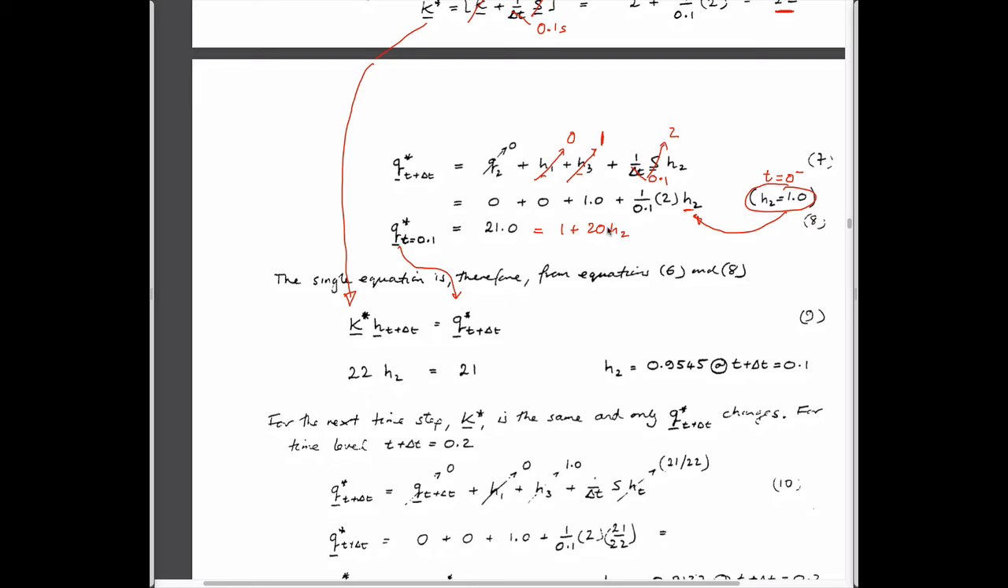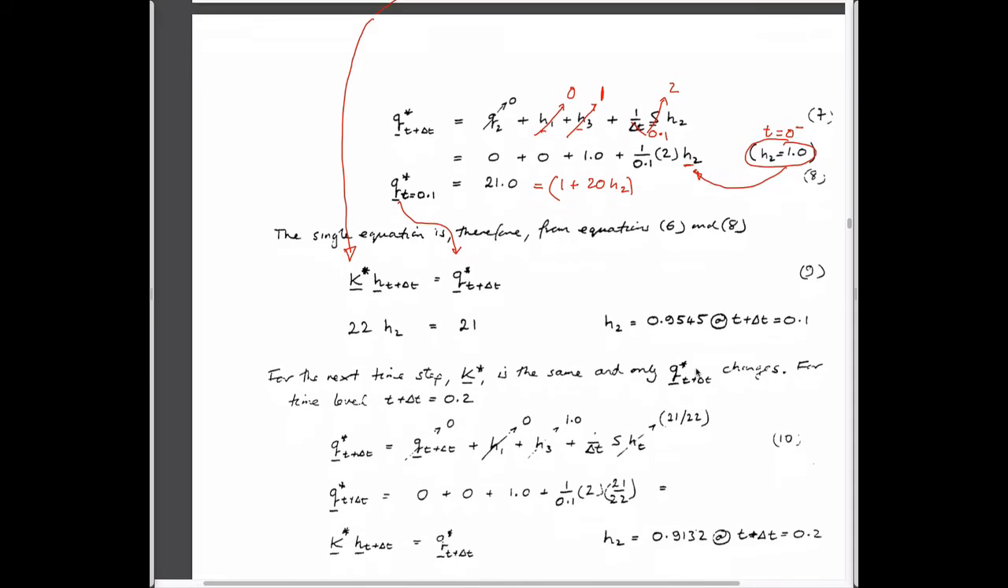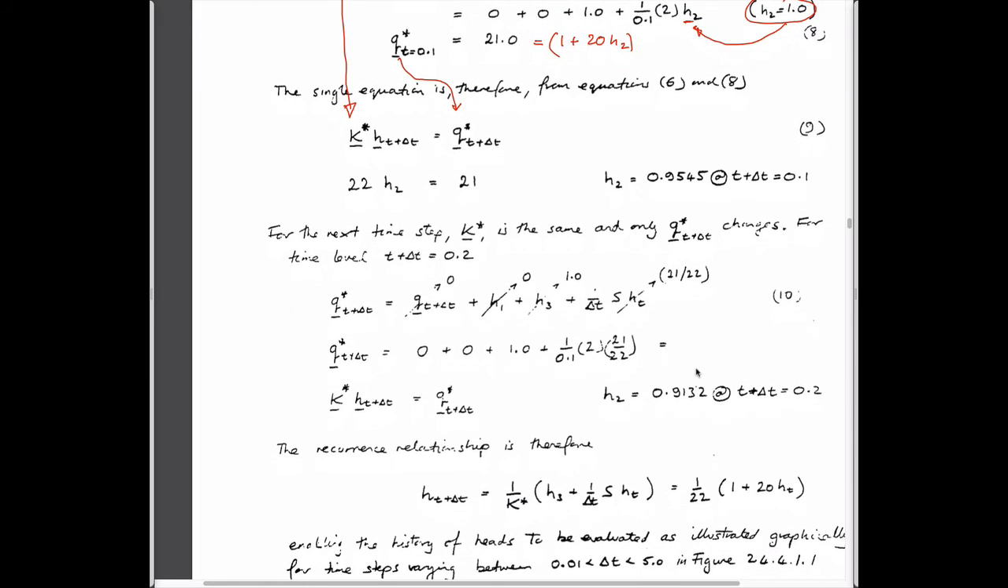If this starts off as equal to 1, then this really is 21, but it's probably better if we write it in this form because this will change with time. And we have a relationship. If we divide 21 by 22, we end up with the value of the head at 0.1 seconds, which is 0.9545.